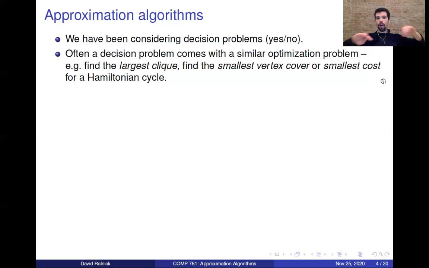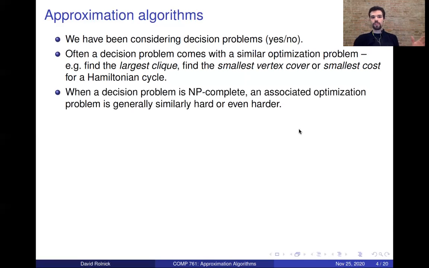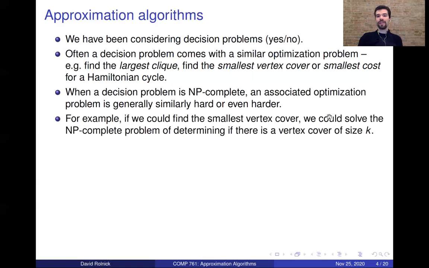And in general, there are a lot of optimization problems that also don't come with decision problems, where the optimization problem is typically what you're trying to solve. When a decision problem is NP-complete, there is often an associated optimization problem that's similarly hard or even harder. So for example, we were previously looking at whether there is a vertex cover of a certain size. If we could find the smallest vertex cover, then we could solve the NP-complete problem of determining whether there is a vertex cover of size k.